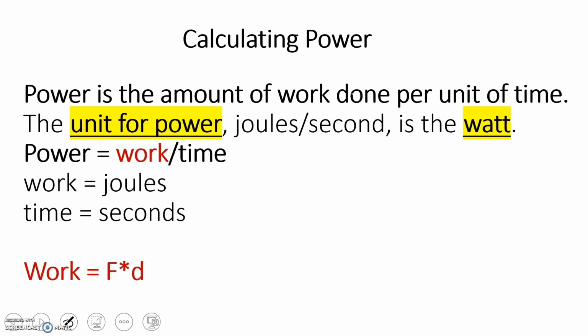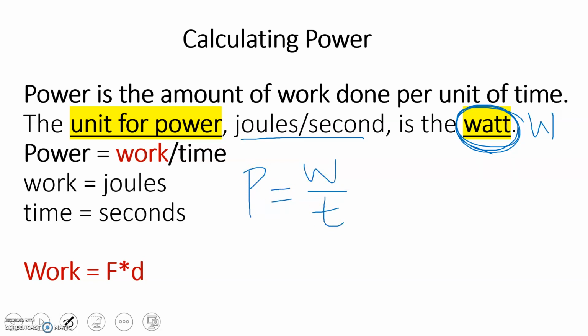The units for power are going to be joules per second, or really it's watts. It may also look like a capital W. So we've already said that power equals work divided by time. Remember, work is measured in joules, time is in seconds. And we just finished talking about work. Work is force times distance.